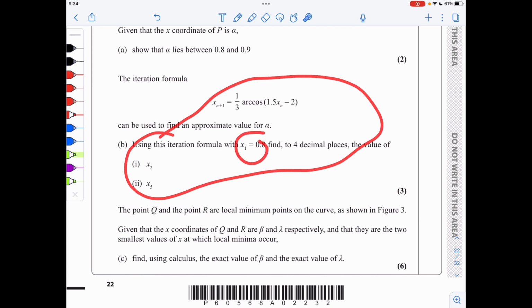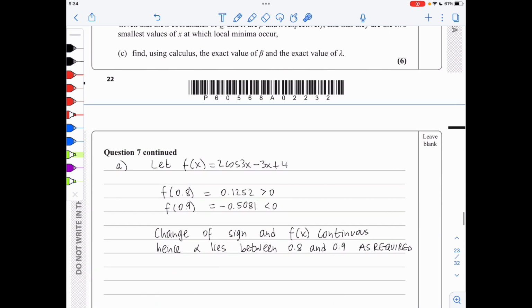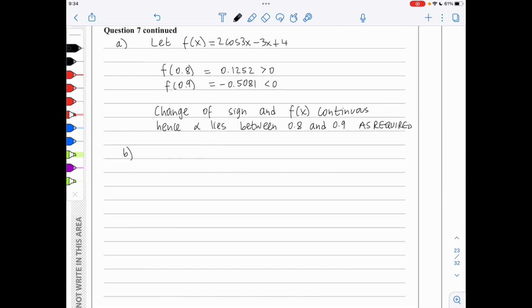to find x2 to x5 to 4 dps. So starting with x1 being 0.8, I will say that x2 is 1 over 3 arc cos of 1.5 x1 minus 2, and this gives an answer of 0.8327. And if I continue in a similar fashion, I'll get x3 to be 0.8068, x4 to be 0.8271, and x5 to be 0.8110.